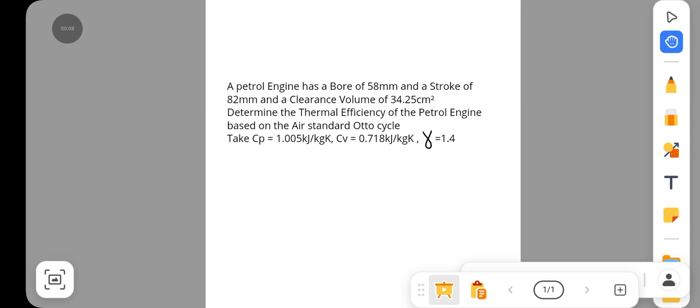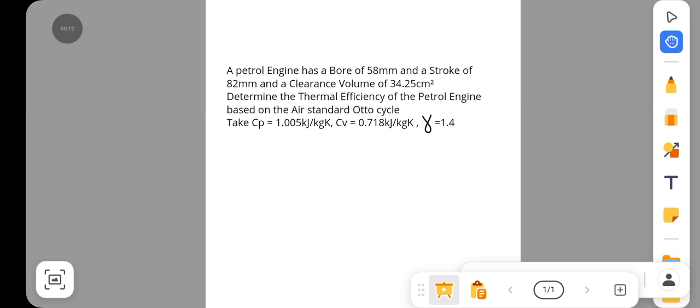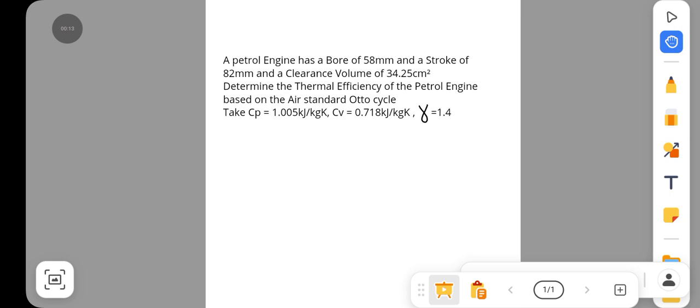It says a petrol engine has a bore of 58 millimeter and a stroke of 82 millimeter, and a clearance volume of 34.25 centimeters cubed. Determine the thermal efficiency of the petrol engine based on the air standard Otto cycle, and take the coefficient of pressure as this, the coefficient of volume as this, and the constant as what we have here.